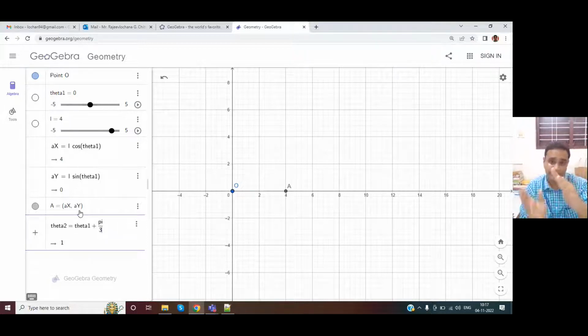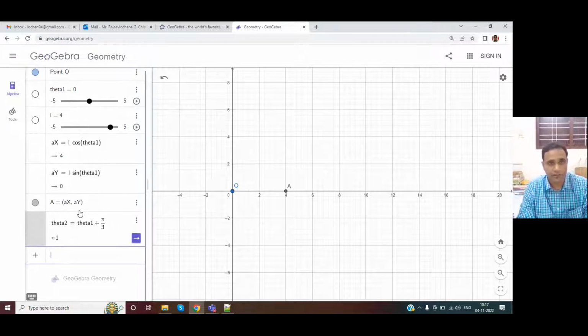If the first edge is like this, theta2 will be dependent on that. Okay, so we have theta2 value, which is approximately 1 radian. Yeah, that is what it is, 1 radian. Because pi by 3 is 60 degrees, 1 radian is around 57 degrees, so it's almost 1 radian. Okay, now we want to find coordinates of point B.